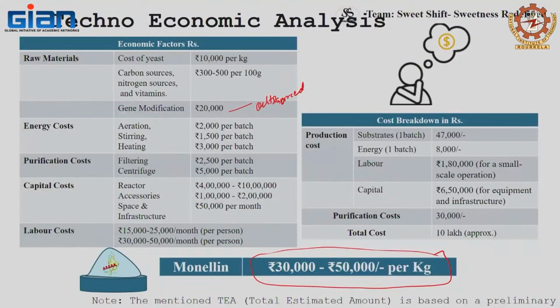Then I went on to think about how much 1 kg of monellin would cost. When I checked with respect to different sources, they are mentioning about 30 to 50,000 per kg. This is huge, and I was shocked by the price. So then I compared, on the next slide.